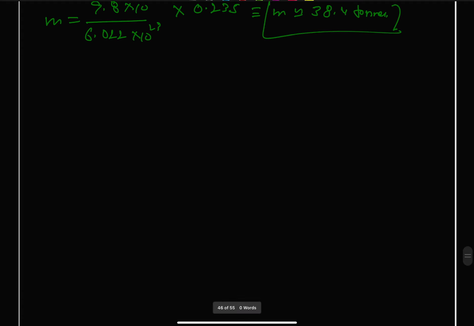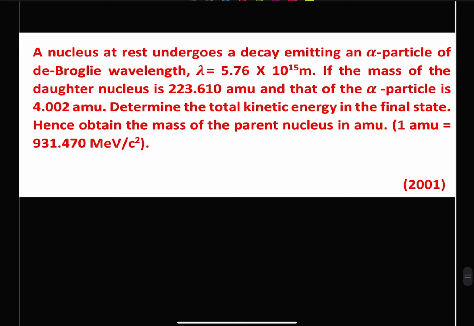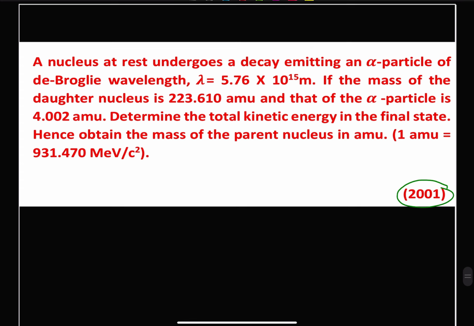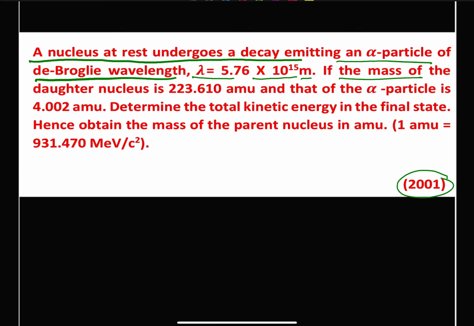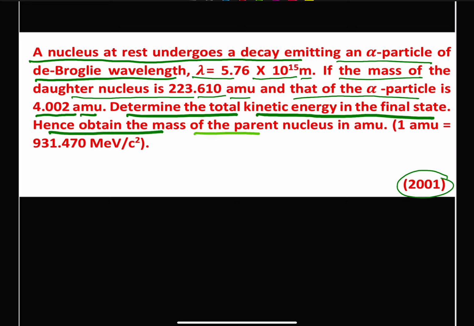Next question. It was asked in the year 2001 and it states that a nucleus at rest undergoes alpha decay, emitting an alpha particle of de Broglie wavelength lambda 5.76 into 10 to the power minus 15 meter. If the mass of the daughter nucleus is 223.610 AMU and that of alpha particle is 4.002 AMU, determine the total kinetic energy in the final state. Hence obtain the mass of the parent nucleus in AMU.